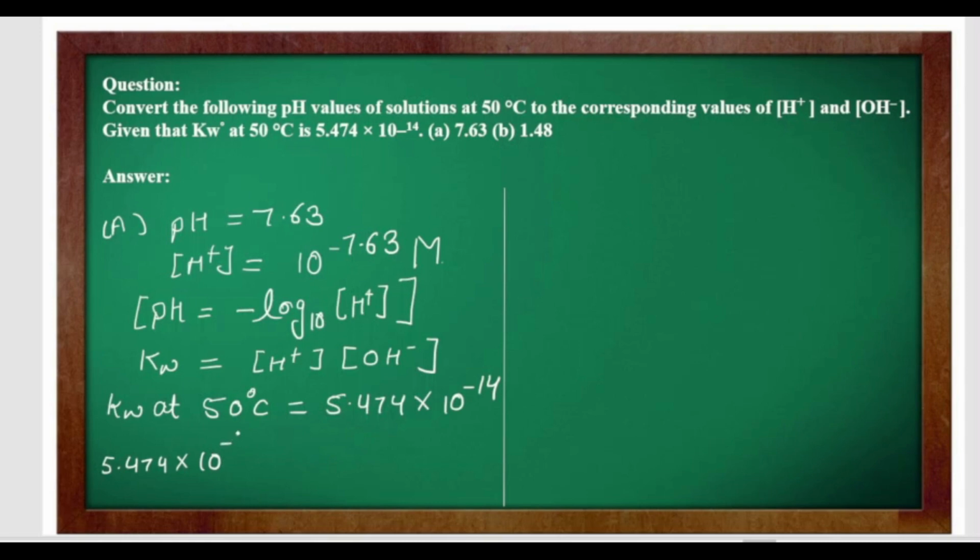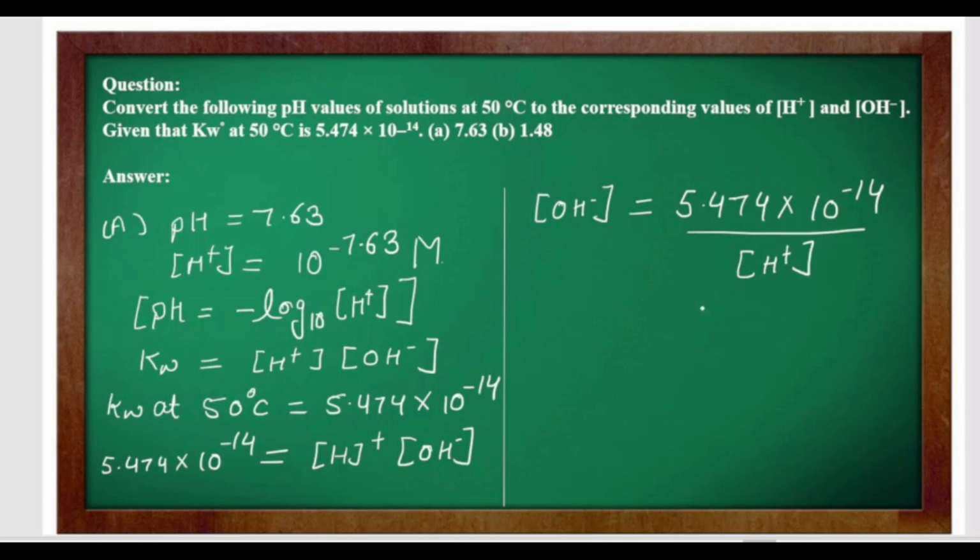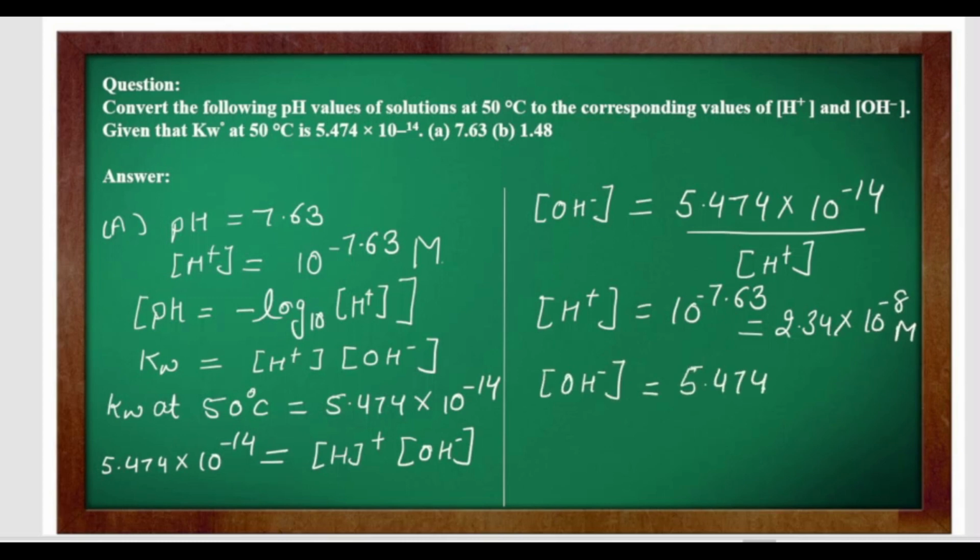From the Kw equation we can find out the hydroxide ion concentration, which is 5.474 multiplied by 10 raised to power minus 14 divided by the hydrogen ion concentration. The hydrogen ion concentration is 2.34 multiplied by 10 raised to power minus 8. On solving the above equation, the hydroxide ion concentration is 2.34 multiplied by 10 raised to power minus 6.